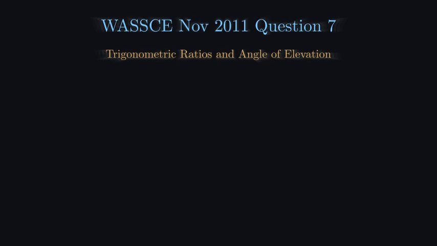Today, we are solving WASSCE November 2011 question 7. This question has two parts. The first part uses trigonometric ratios, and the second part uses angles of elevation.